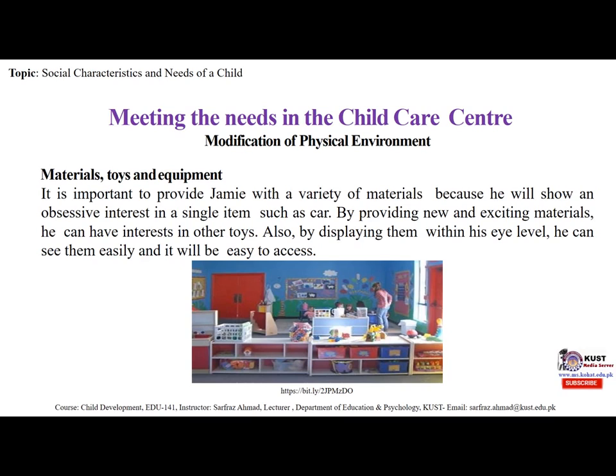Then materials, toys, and equipment. It is important to provide Jimmy with a variety of materials, because he will show an obsessive interest in a single item such as a car, and by providing new and exciting materials, he can develop interest in other toys. Also, by displaying them at his eye level, he can see them easily, and it will be easy to access.